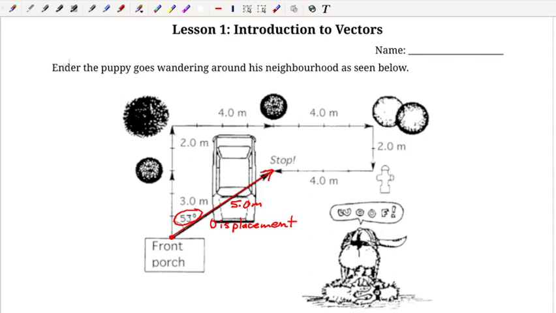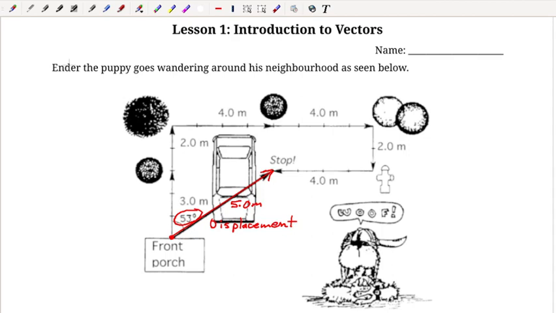And then we have another tip to tail, and you can imagine Ender the puppy walking around the yard, maybe peeing on the fire hydrant, coming to a stop. That's how we're going to add our vectors. The tip of each arrow needs to touch the tail of the next one. And the result of this vector addition is how far we are from where we started and in what direction.